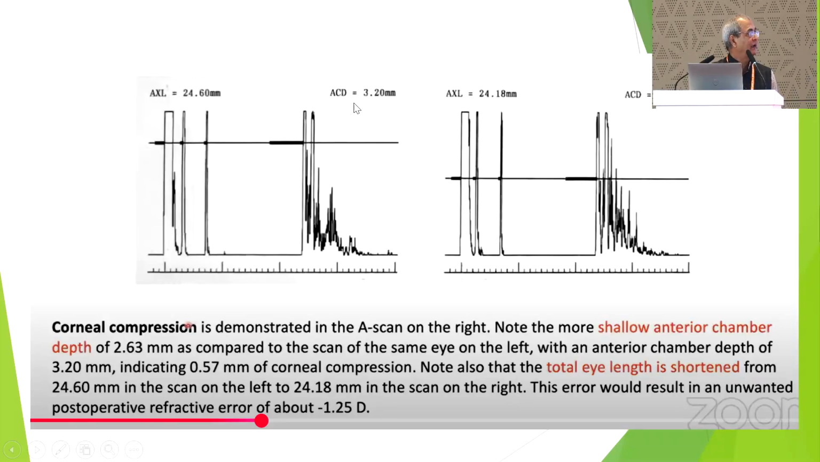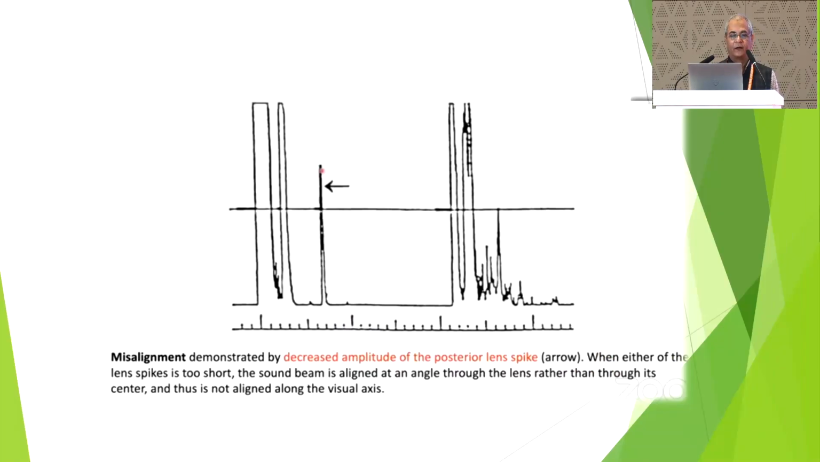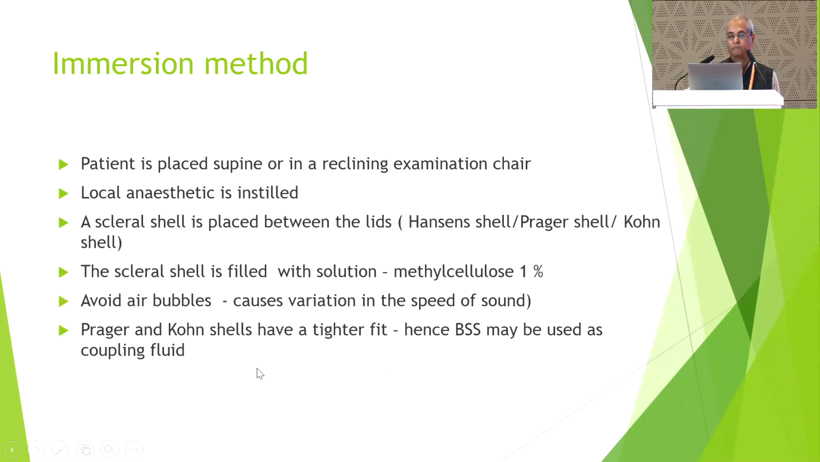So in this slide you can see, because of the compression, the AC depth has come down, and this has affected the axial length. So nowadays most of us do not see these things. Optometrists or technicians will be doing it. So when we see all these things, then we can improve over that. Now here, if this is lower than the anterior capsular spike, then the proper alignment is not there.